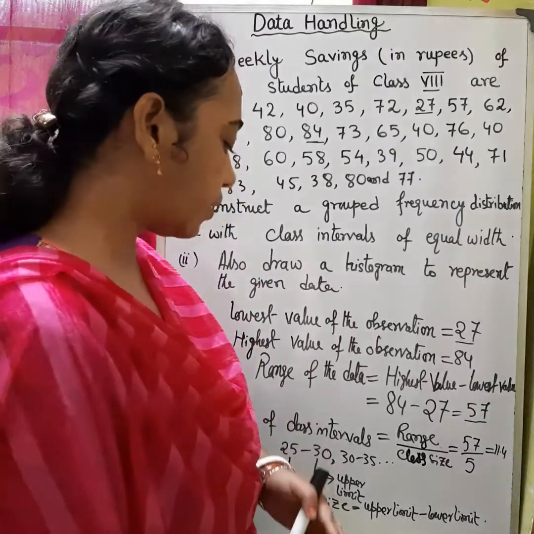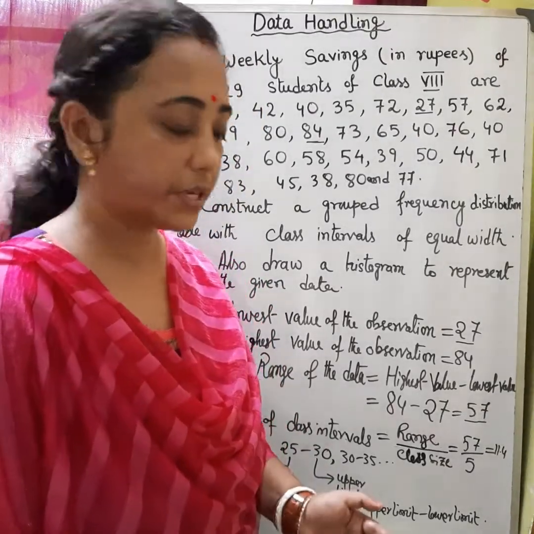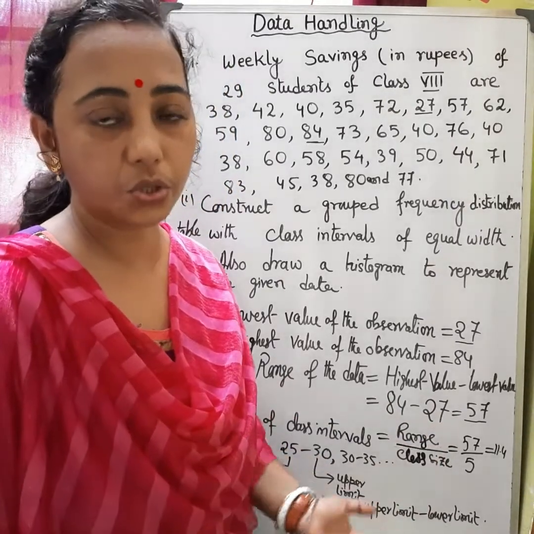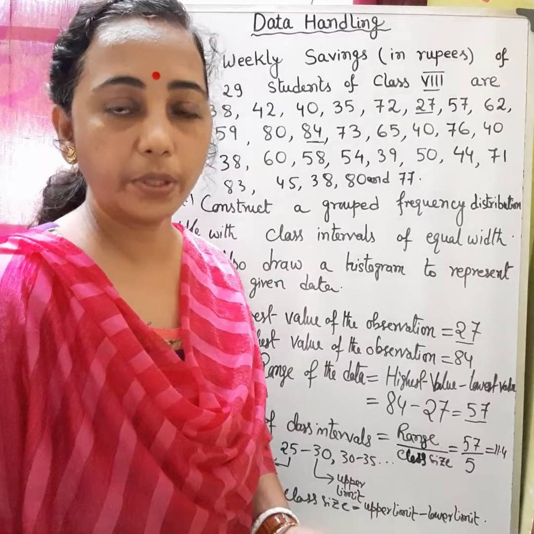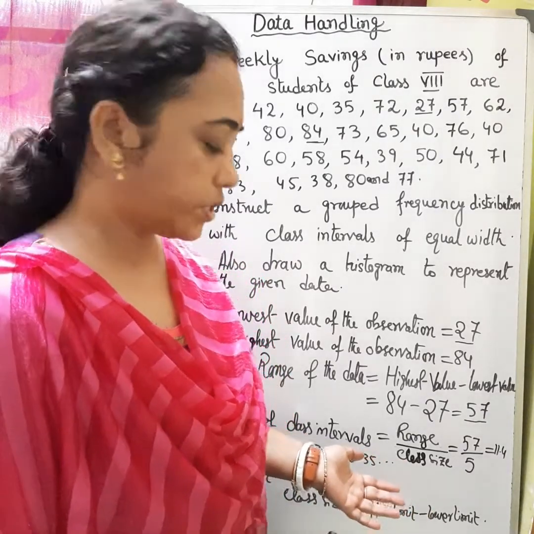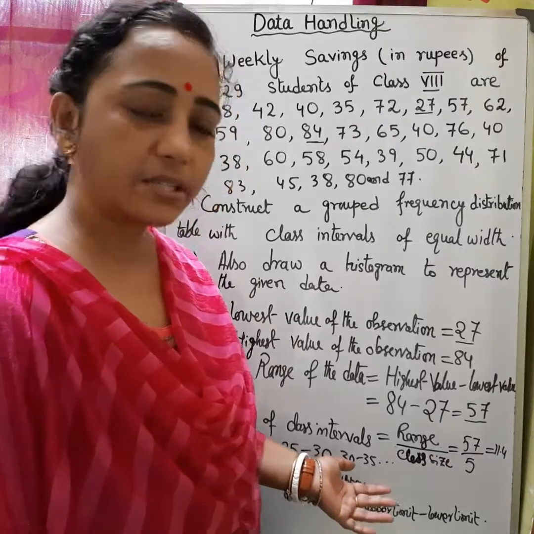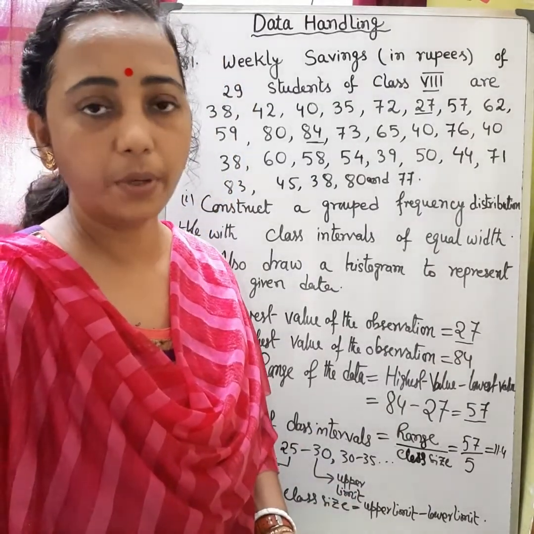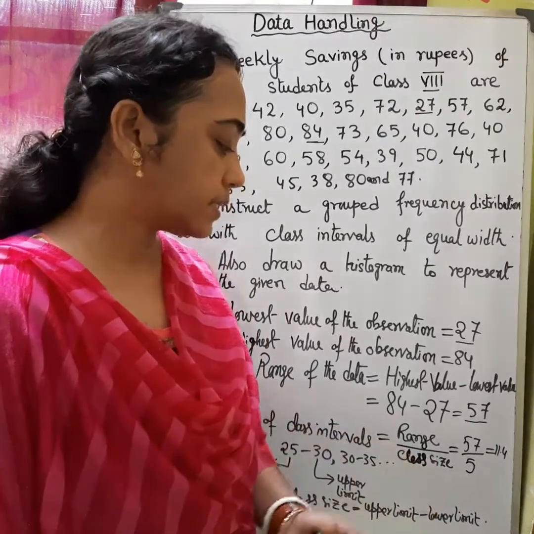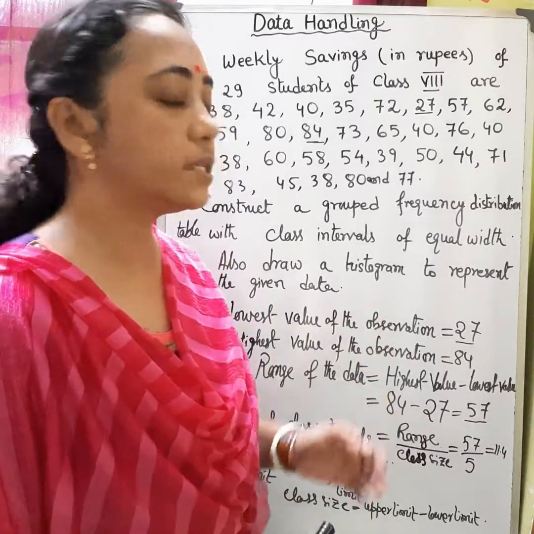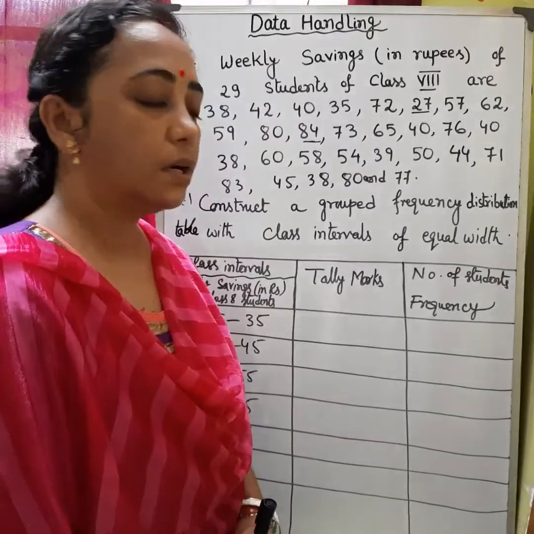So to find out the number of class intervals from the given data, we can use the formula range by class size according to our choice of class intervals. So let us consider in this question the class size as 10 and we begin with the class interval 25 to 35. So we need only 6 class intervals to cover all these observations.